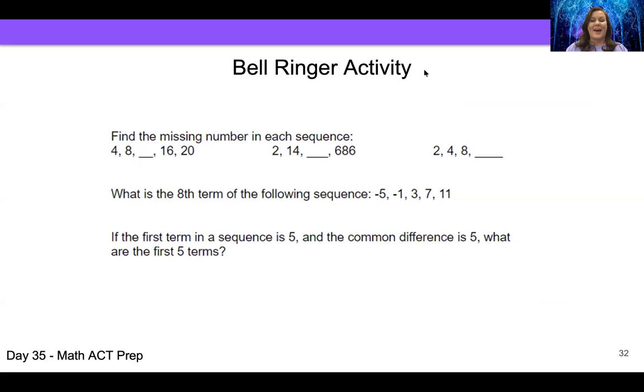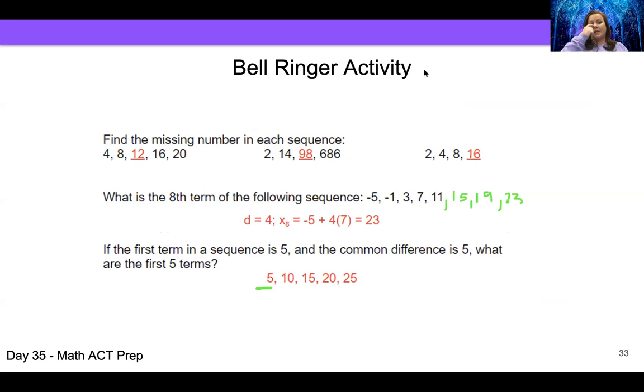Okay, welcome back. Let's look here. If you look, in this first one, this is arithmetic. We just seem to be adding 4 to each one of the terms. So 8 plus 4 is 12. Here, this tends to be geometric. It looks like we are multiplying each term by 7. So 14 times 7 is 98. And the last one, we're multiplying by 2. So 8 times 2 is 16.